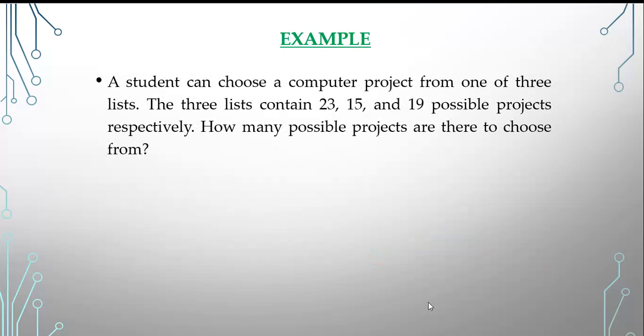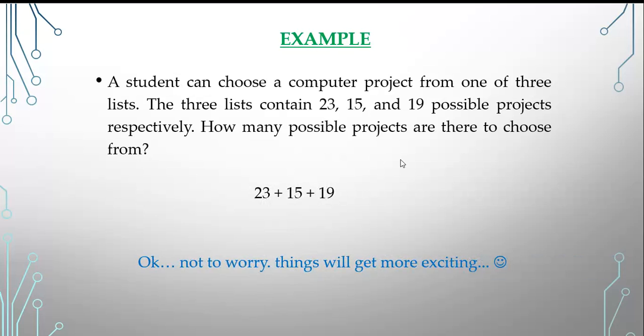Let's take an example. A student can choose a computer project from one of three lists. The three lists contain 23, 15 and 19 possible projects respectively. How many possible projects are there to choose from? Here one student has to choose one project either from this list or this or this, right? If he chooses from the first list, there are 23 ways; from the second, 15 ways; from the third, 19 ways. So the total number of ways is either this or this or this, since he chooses only one project. Here we use the sum rule to find the total number of ways, that is 23 plus 15 plus 19. Okay, no worry. Here we take some other examples so that this becomes clear.